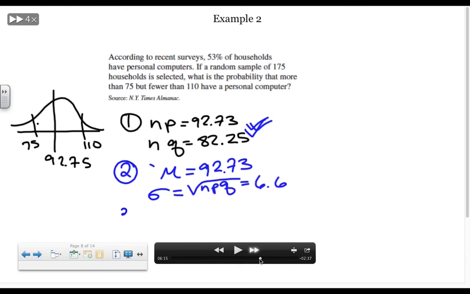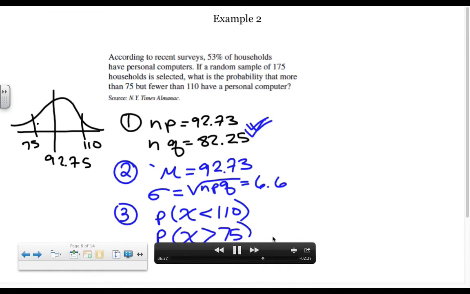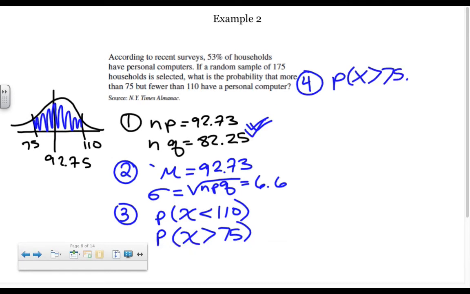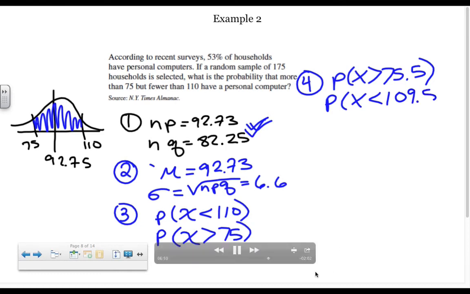So the square root of NPQ is 6.6. Step 3 is the probability that x is less than 110 and the probability that x is greater than 75. So that's what we're looking for. In our chart, we have to do the continuity correction. So we have to do the probability that x is greater than 75.5 and that x is less than 109.5. So we have to find both z-scores using our formulas.